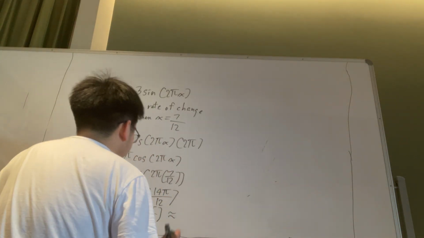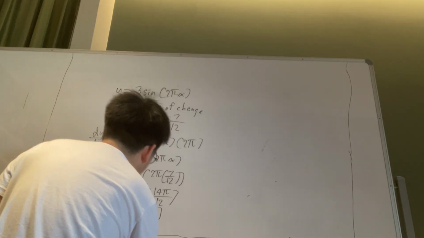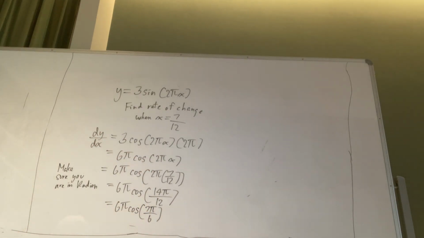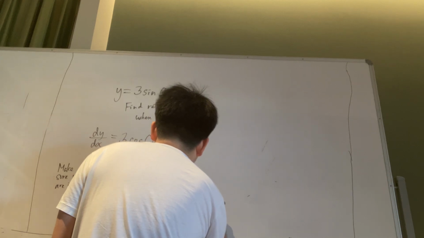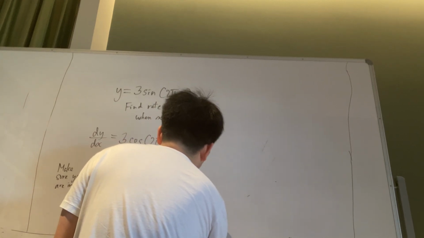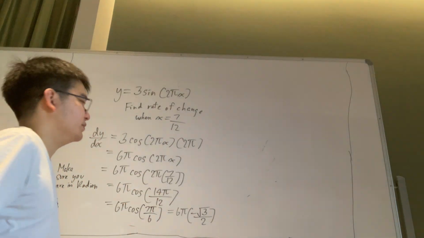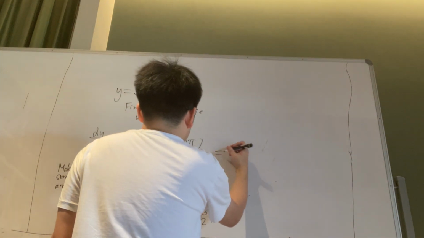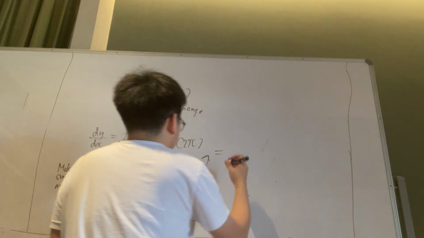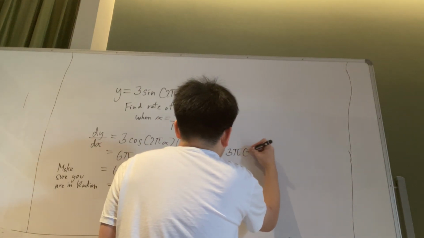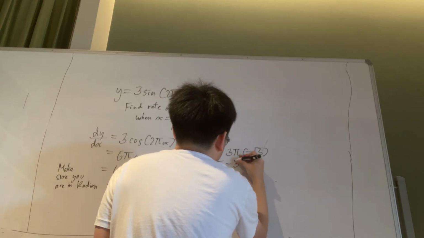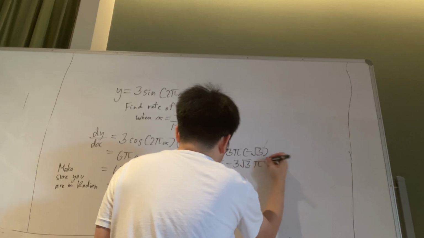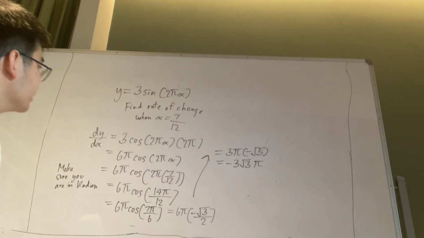Actually no, let me do this. If you get an irrational number for multiples of pi over 6, pi over 3, or pi over 2, that means you get square root of 3 over 2. That's all this is. So let me just write this as a nice exact answer: 6 pi times negative square root of 3 over 2. You just have to trust me on this. 6 divided by 2 is 3 pi, negative square root of 3, so negative 3 square root of 3 pi. We are done.